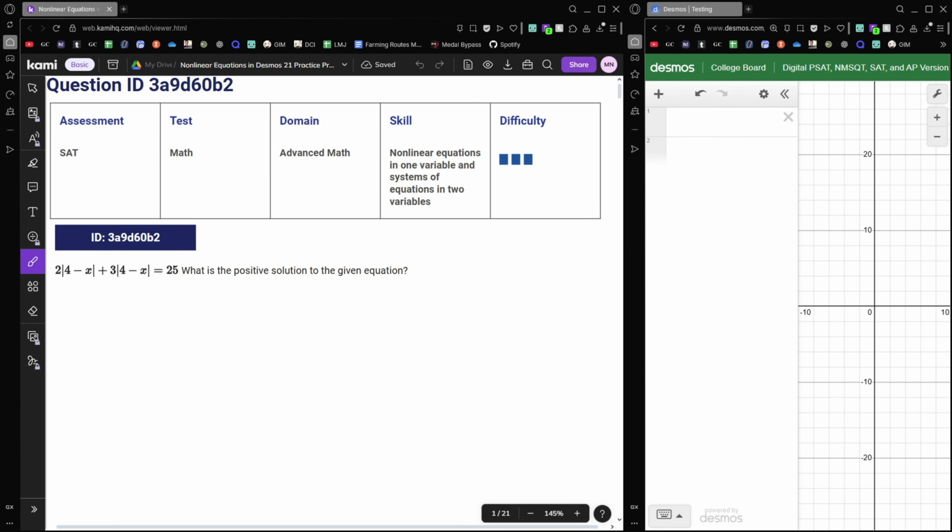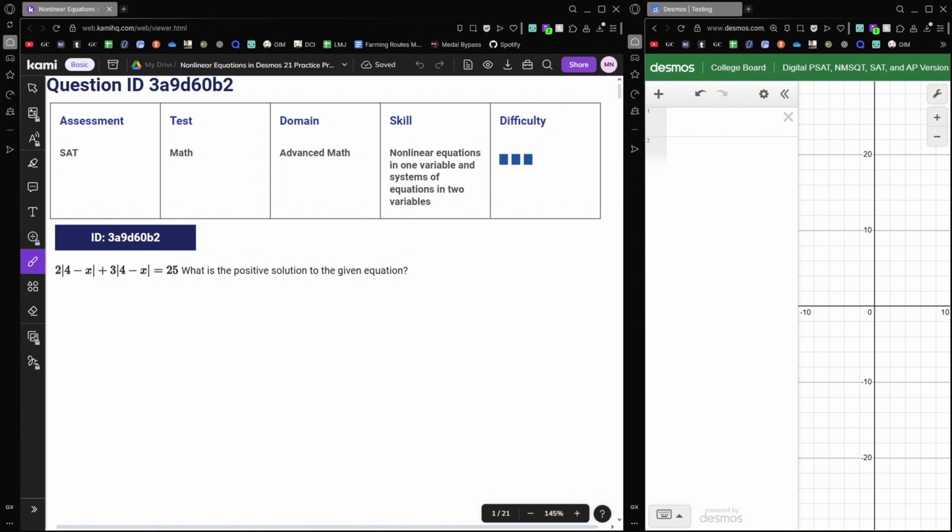Here are 21 practice problems on nonlinear equations in Desmos. As per usual, I'll link these questions and the answer key in the description, so if you want to work ahead, you can go ahead and do so. But if you need a little bit more help, I will be going through every single question. Or if you need further clarification, feel free to ask me.